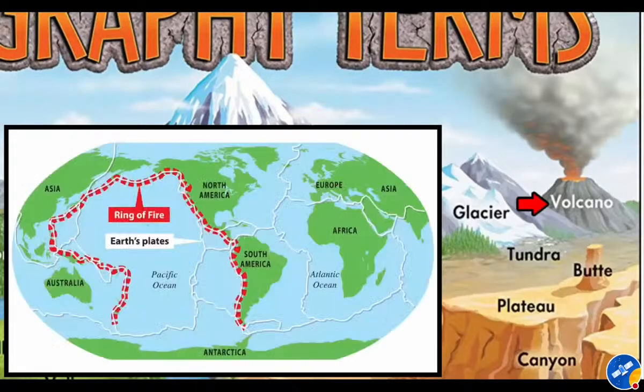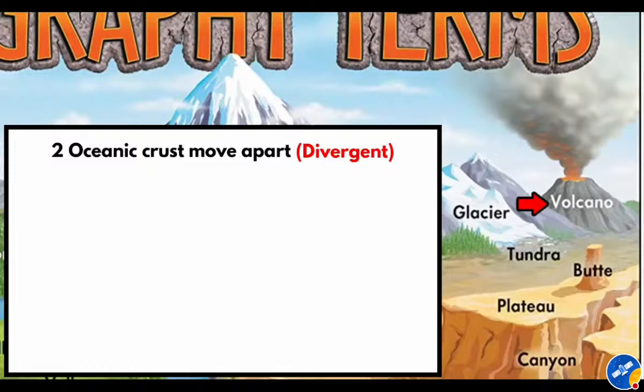A good example is the Ring of Fire in the Pacific Ocean. The Ring of Fire is a ring of volcanoes around the Pacific Ocean that results from the collision of oceanic plates with lighter continental plates. Now coming to the second scenario, when two tectonic plates move apart from each other.